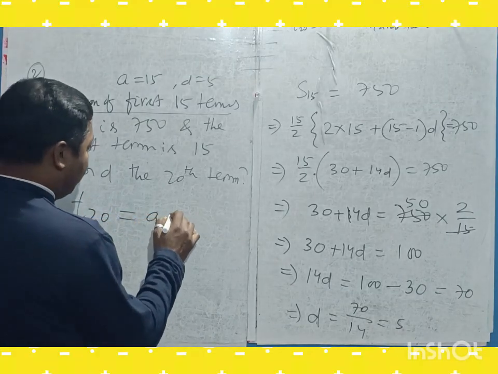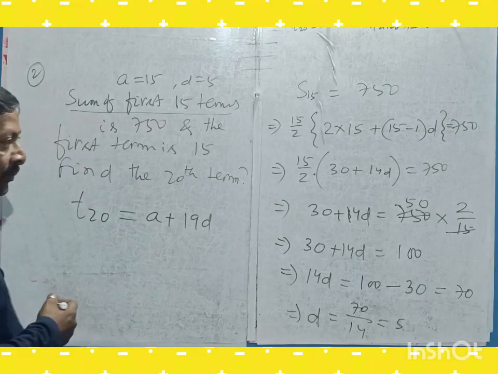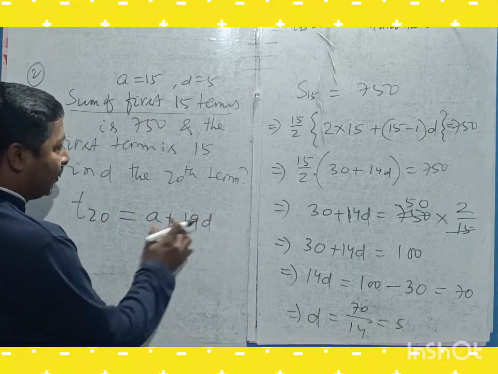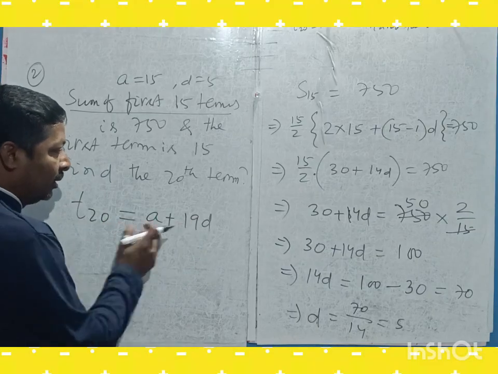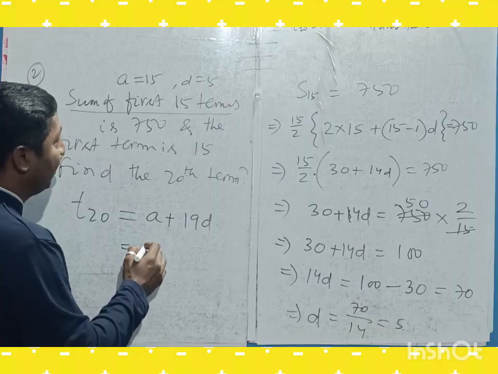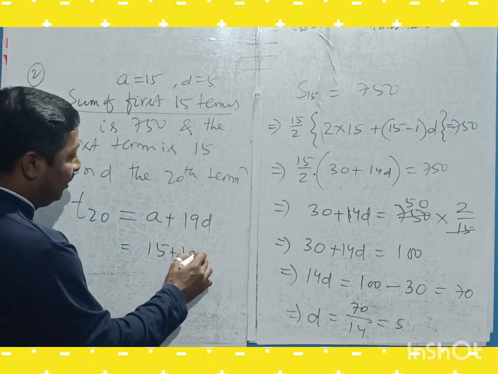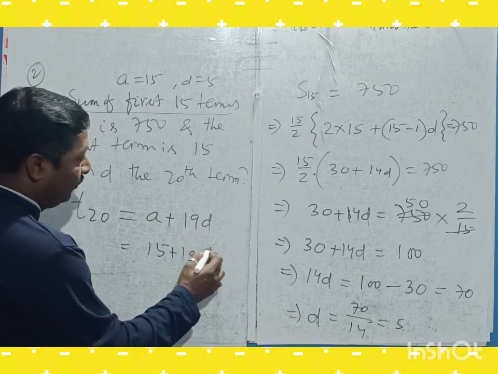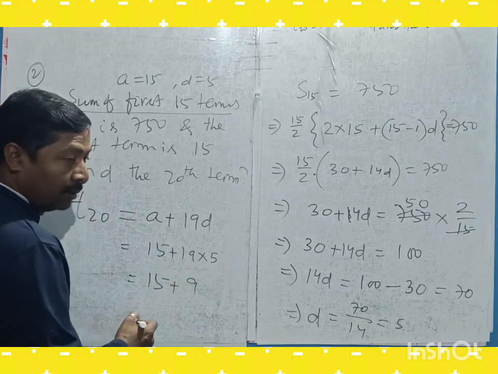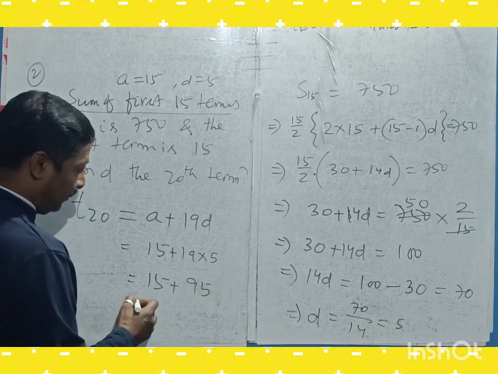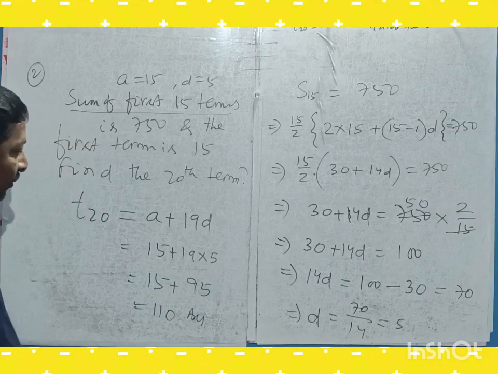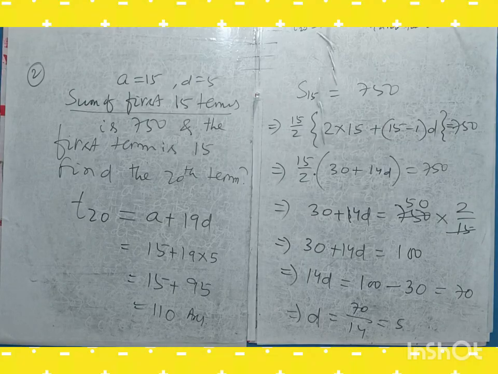That means a plus 19d. You know that how 19d is here? Because a plus n minus 1 into d, n is 20, 20 minus 1 into d, 20 minus 1, 19, 19d. a is 15 plus 19 into d, 19 into 5, because d is 5. 15 plus 19, 5 ja, you can say 95. 95 plus 15, 110. This is the answer. Okay?